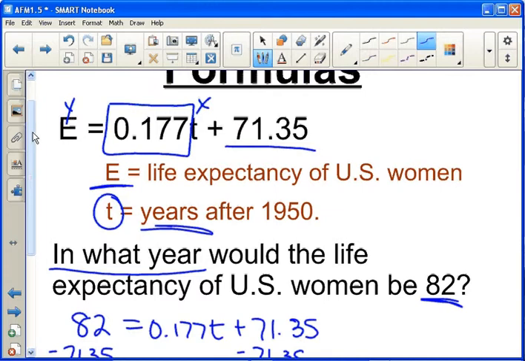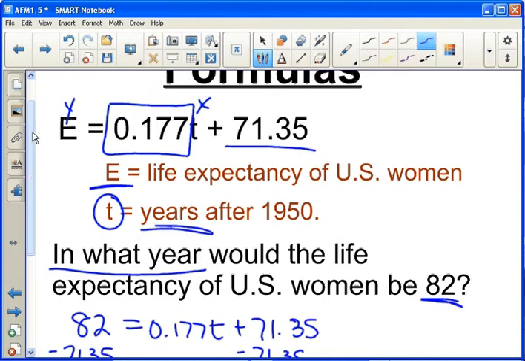The y-intercept, 71.35, represents the amount of y, or in this case E, when x equals 0, or in this case T equals 0. So that's 1950. So 71.35 is the life expectancy of U.S. women born in 1950.